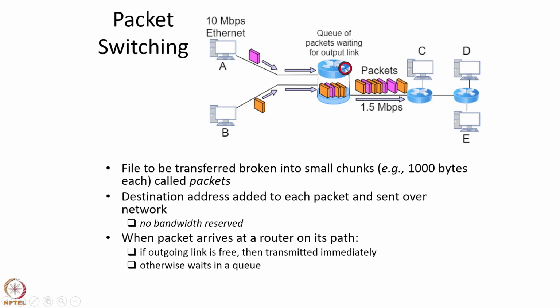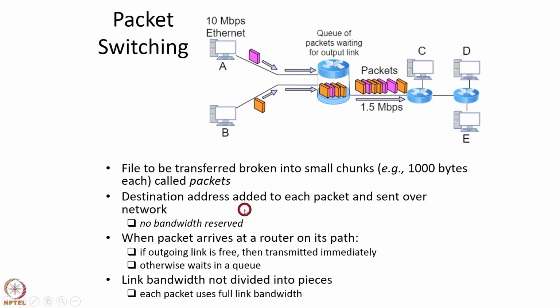The queue means that in a buffer within the router, the packets wait in the form of a queue. That is, the first packet that arrives is sent first, and then the next packet is sent, and so on. These packets wait in a queue for their turn to be transmitted on the outgoing link.